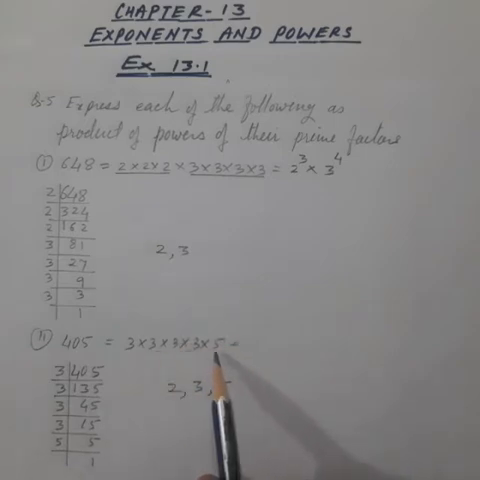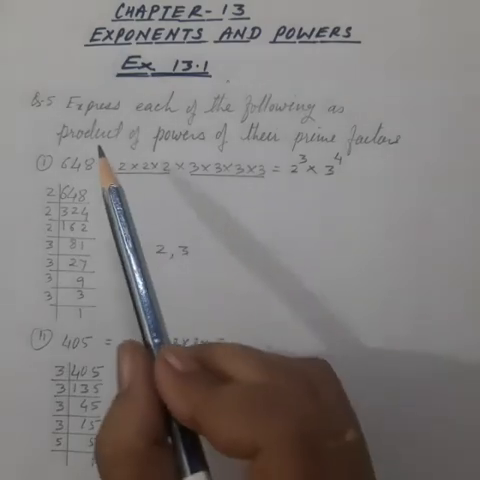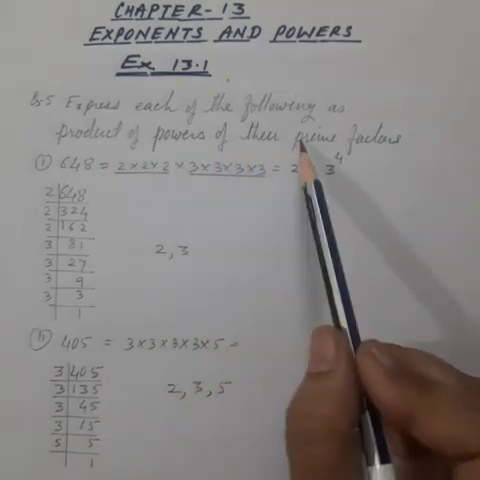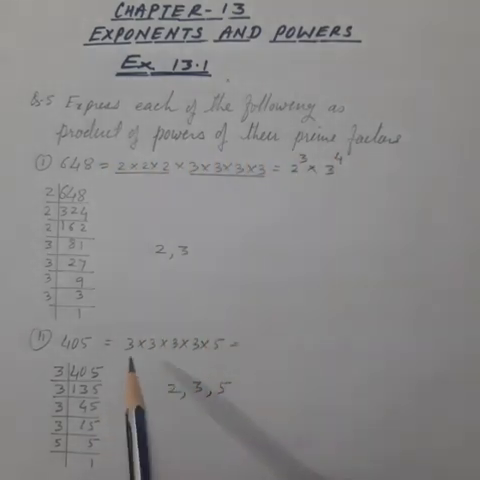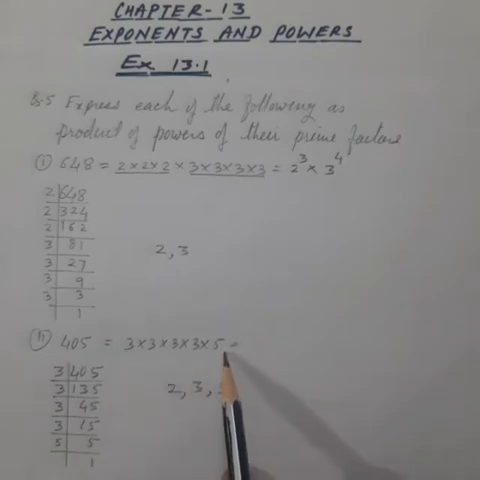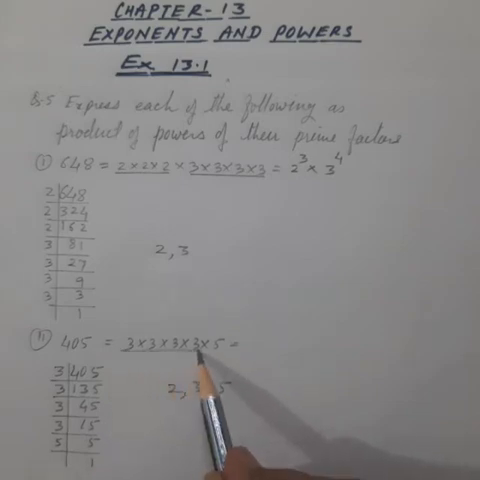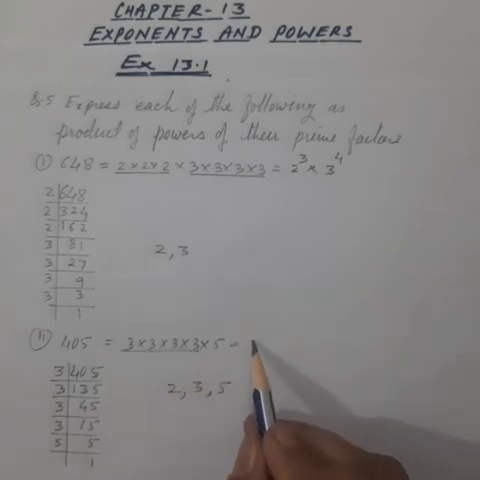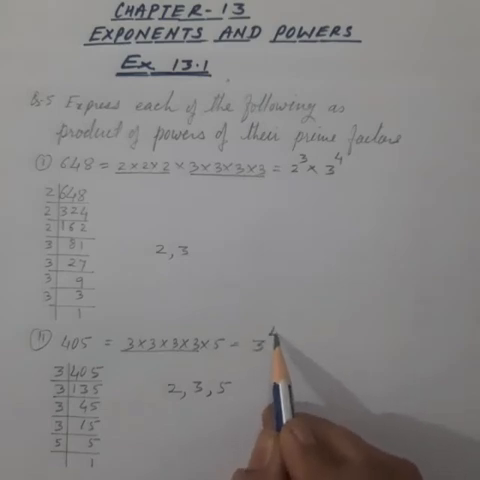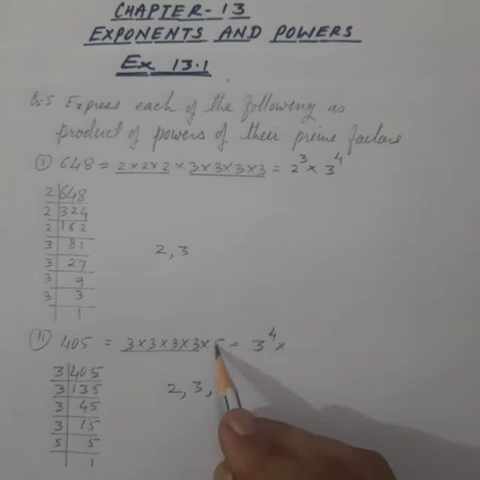But we have to write this prime factorization as the product of powers of their prime factors. So here we have to write this multiplication in exponential form. In this multiplication, prime factor 3 is repeatedly multiplied by itself 4 times. So we can write it as 3 raised to the power 4, and 5 is 1 time.